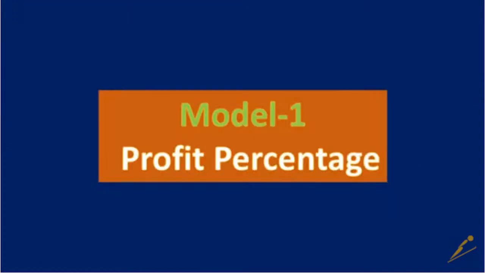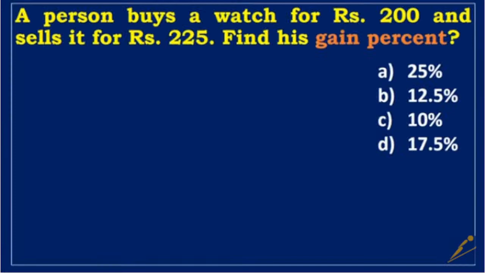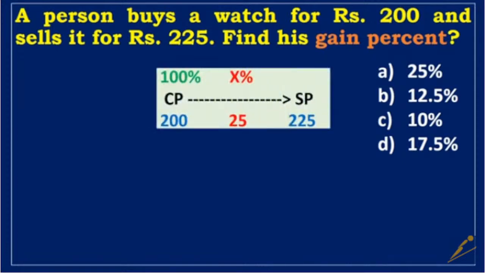The first model of profit and loss calculation is the profit percentage. Let's look at the first example to understand the basic concept of the profit percentage. A person buys a watch for rupees 200 and sells it for rupees 225. Find his gain percent. Assume the cost price is 100%, which is rupees 200. The selling price of the watch is rupees 225.